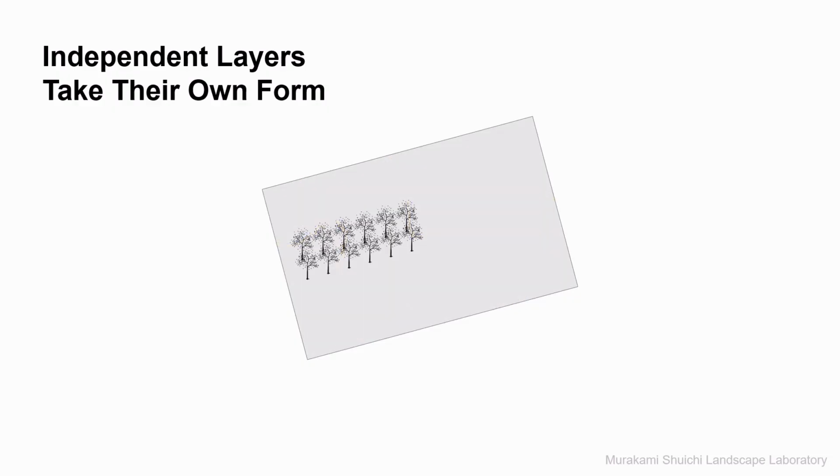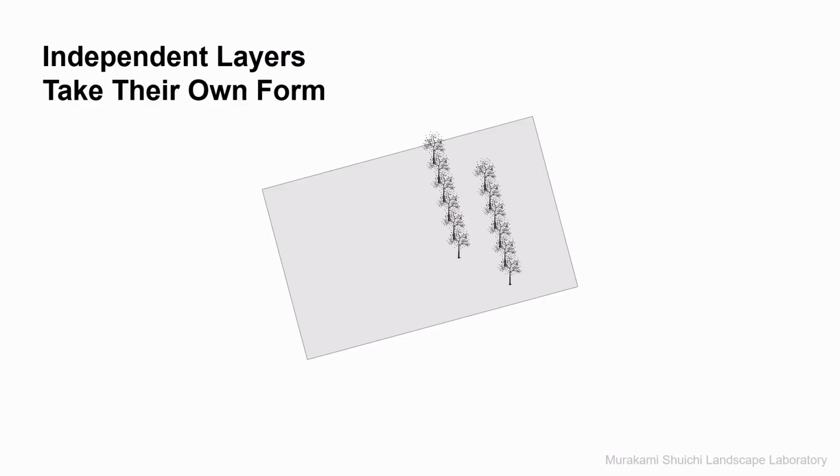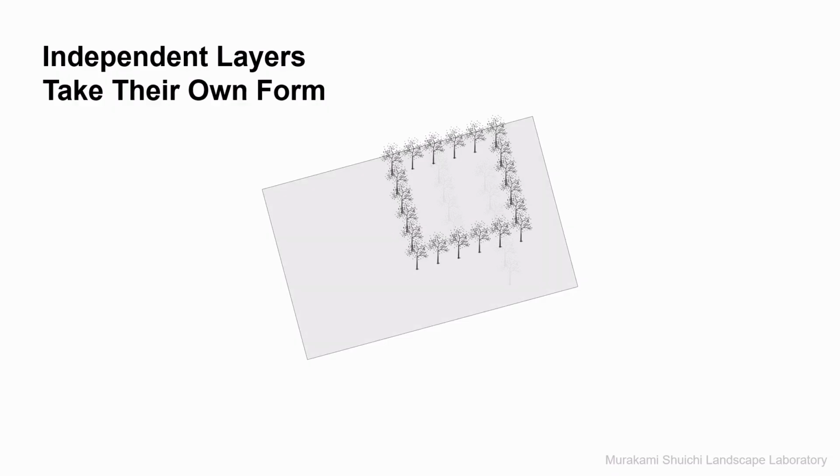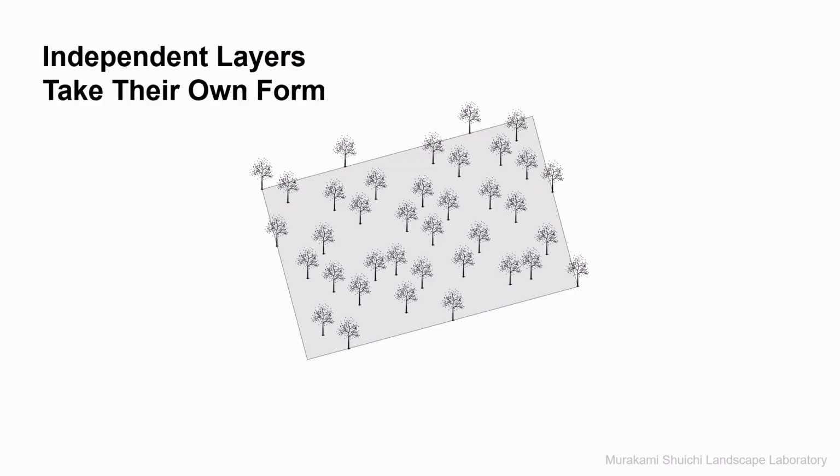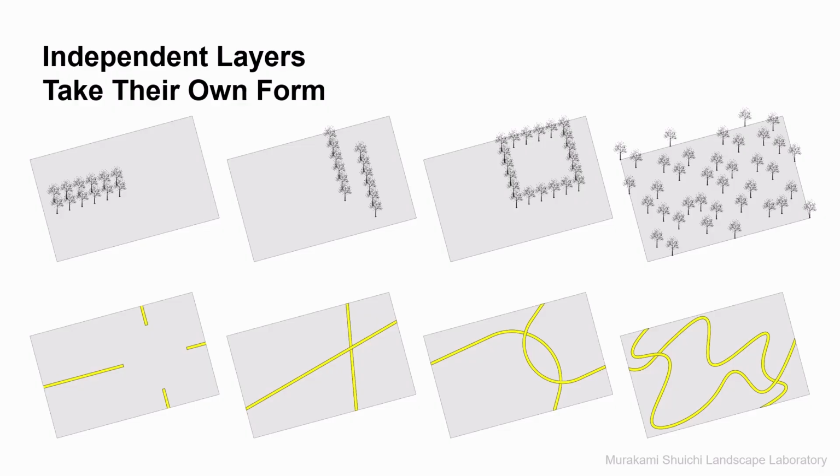Similarly, the trees can be designed independently of the positions of the plaza and the passes. As shown here, we can change the direction and the position of the tree rows, arrange the trees from two rows into an enclosure, or distribute them across the entire site. Thus, by seeing each element as an independent layer, we gain more options for how they can be arranged and shaped.